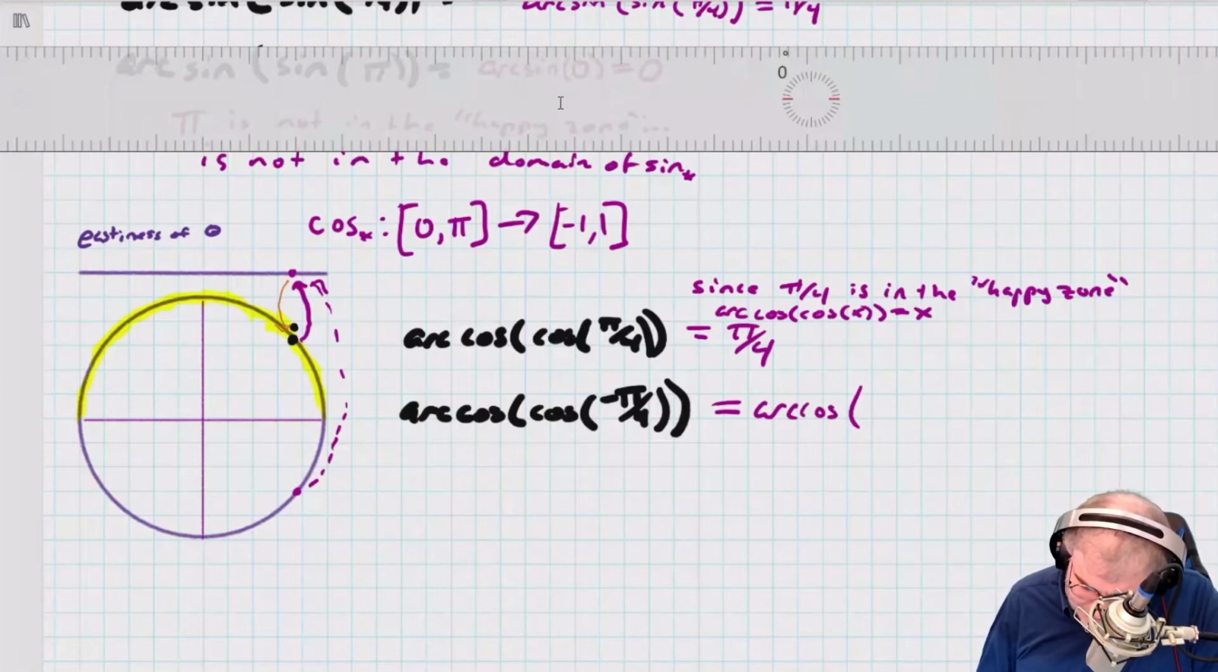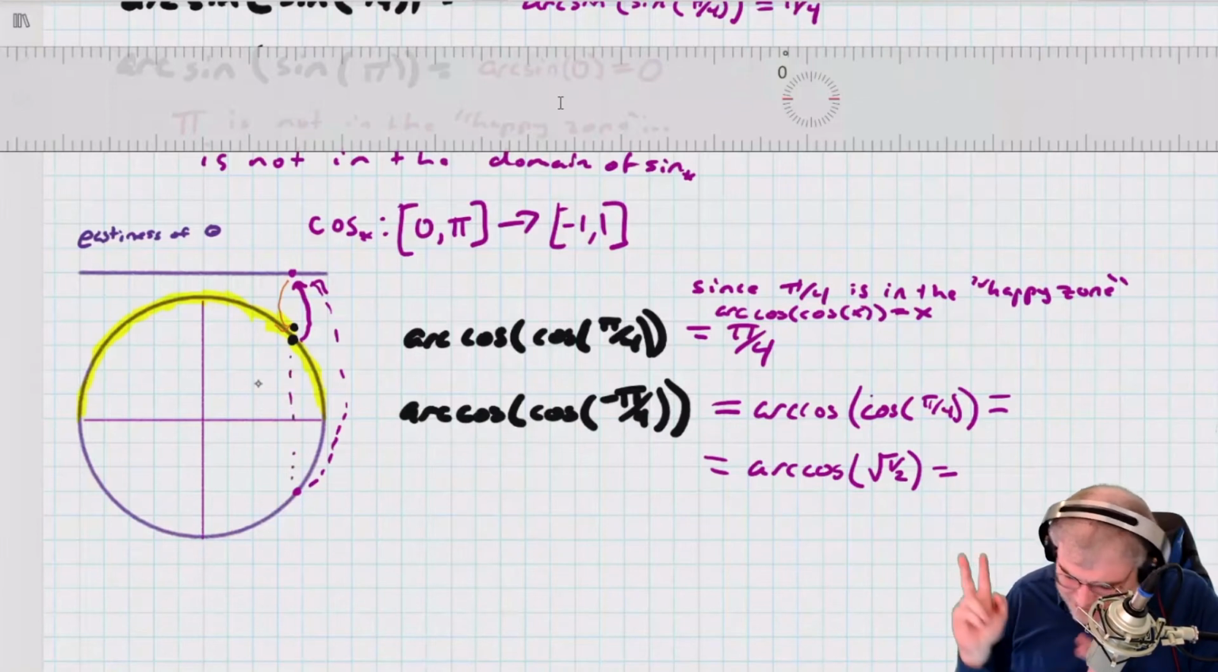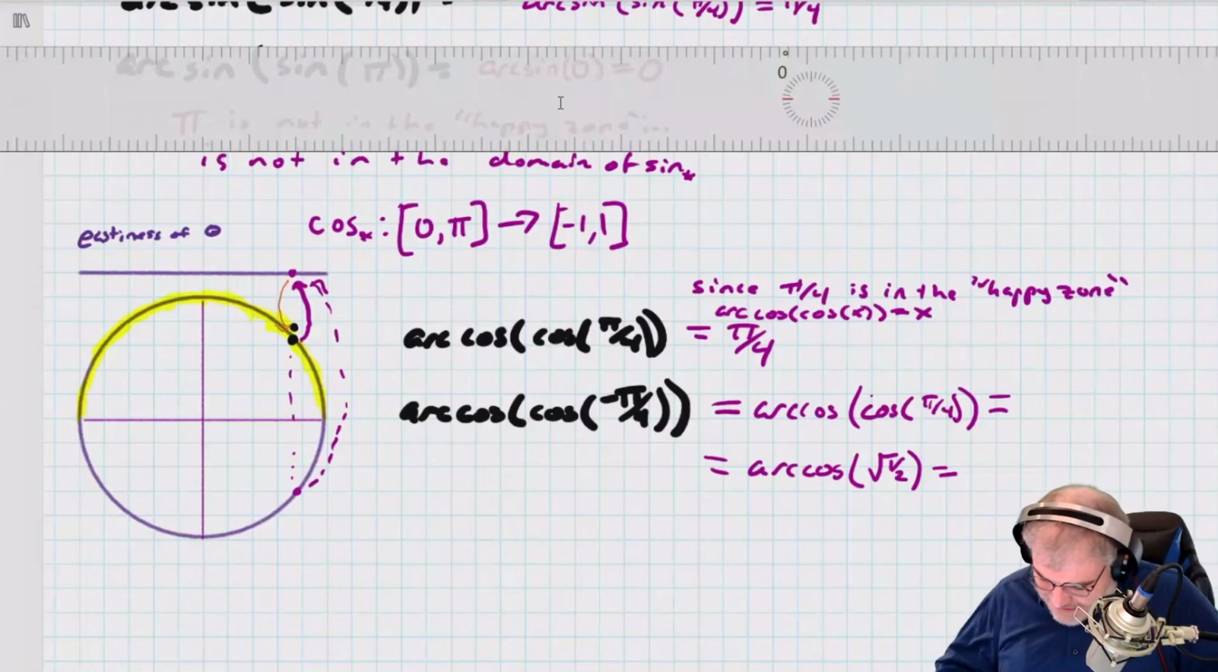So in other words, I could think of this as the arc cosine of cosine of negative pi over 4 equals the arc cosine of the cosine of pi over 4. Or I could think of it this way, arc cosine of the square root of 1 over 2, right? Because negative pi over 4 is not in the happy place, but pi over 4 is its happy place equivalent, so to speak, right? They have the same eastiness. This right here is going to be this.